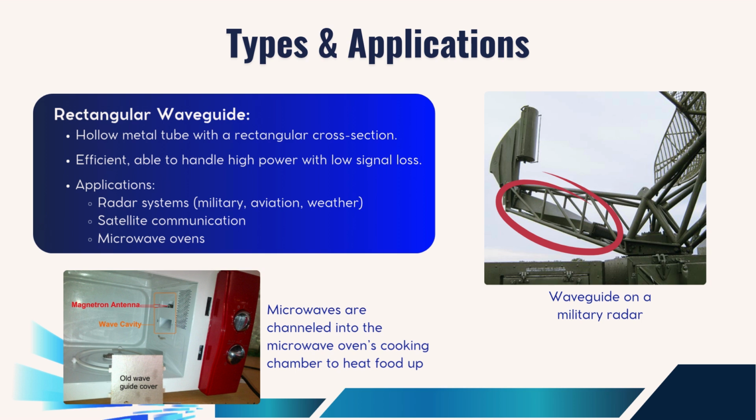One example of this is on the image on the right, which has a military radar with a waveguide circled in red. Another example is in the microwave oven, where the microwaves are channeled into the microwave oven's cooking chamber to help heat food up.